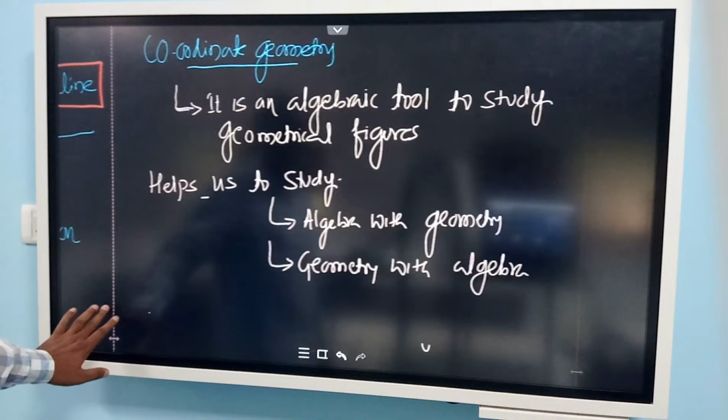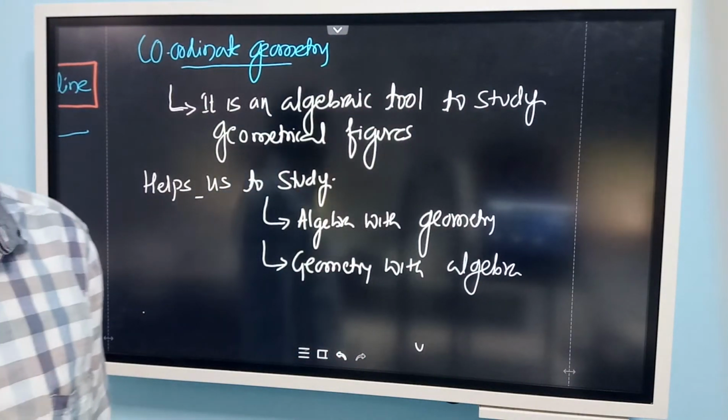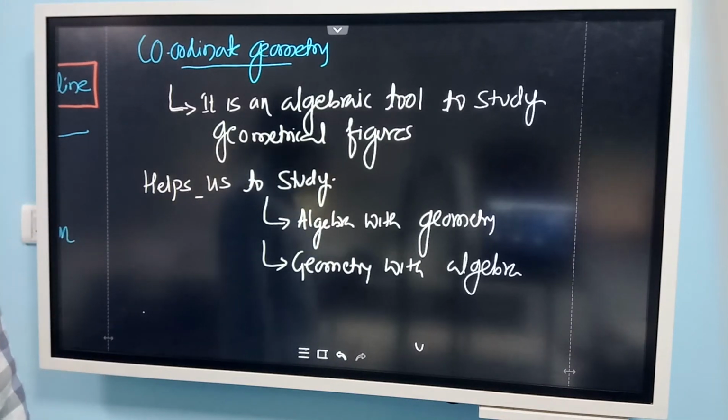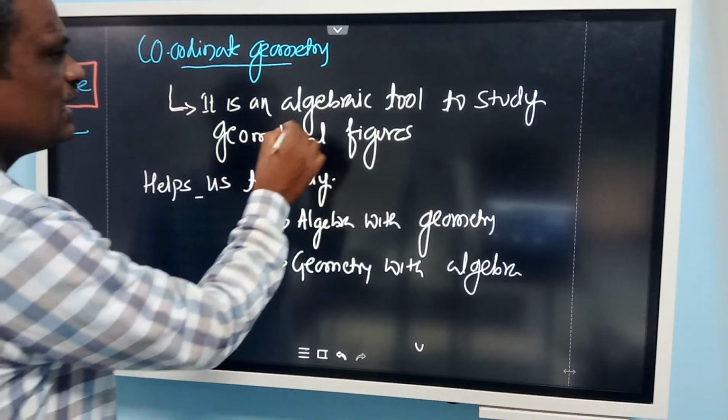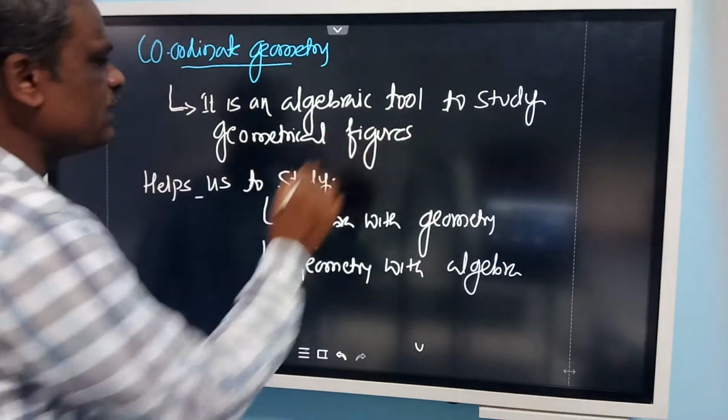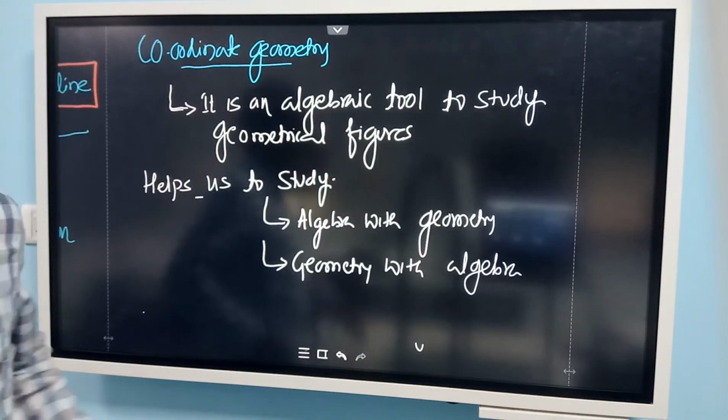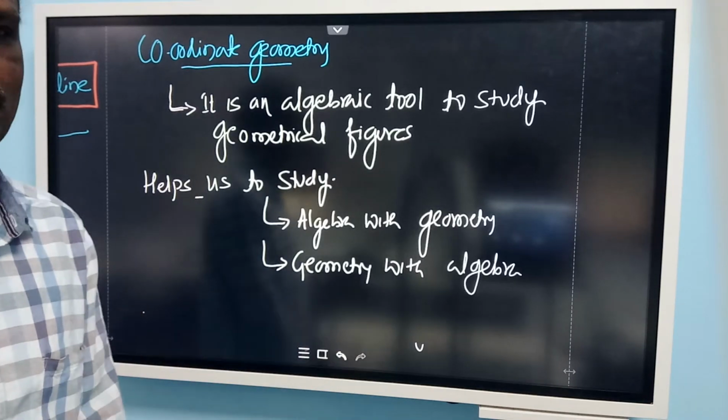Now let us go to coordinate geometry. What is coordinate geometry? Let us understand. It is an algebraic tool to study geometrical figures. It is a combination of both algebra and geometry.